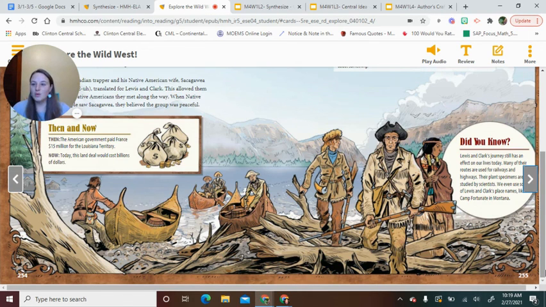So today, what I want you to do is think about what kind of information you can add onto your thinking. So what were you thinking before we started this text? And as you've been reading it, what are you thinking now?